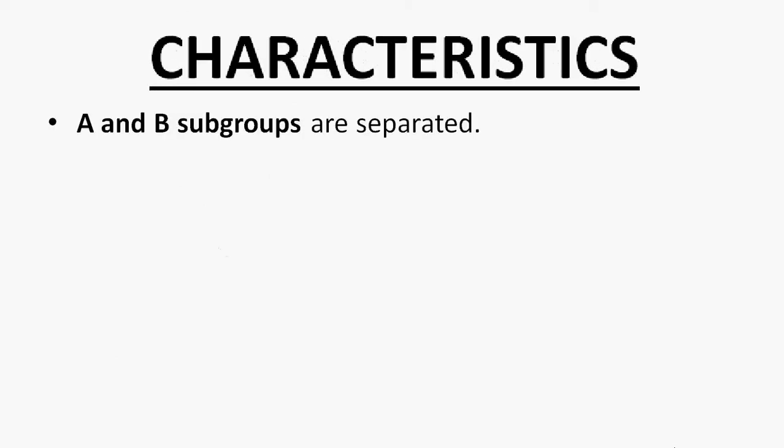So what are the characteristics now of this modern periodic table? A and B subgroups are separated. It means that the groups are denoted as A or B. The difference is that for the ones denoted as A, when an electron is added to that particular element, the electron enters the last or the outermost shell. Whereas for B subgroups, the electron is added in the penultimate shell, the shell just before the last shell.